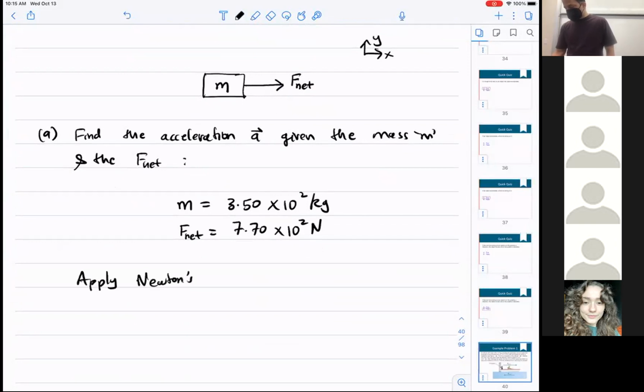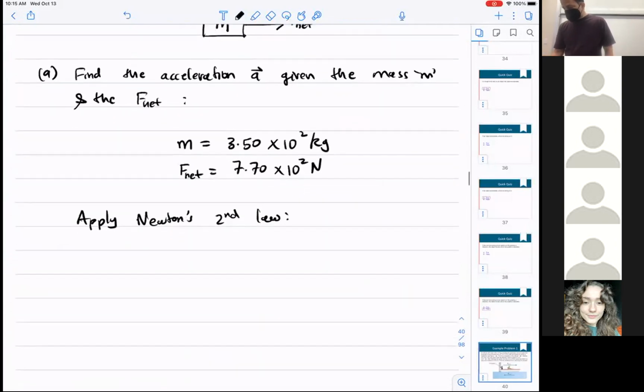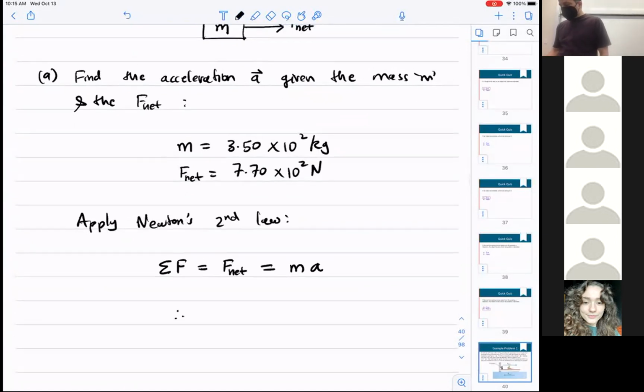Apply Newton's second law. And that says that the sum of all the forces, which is the same as the net force acting on the object, is equal to the mass times the acceleration. So it's coming to us from the second law. And therefore, I'm interested in solving for the acceleration. So I'll get A is equal to F net divided by the mass of the boat plus the person together.